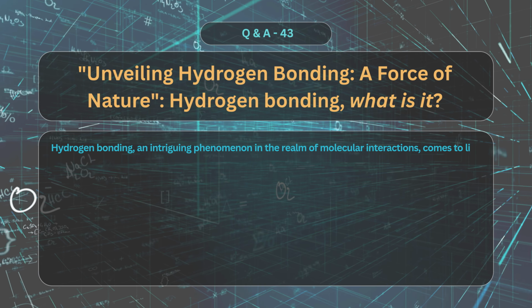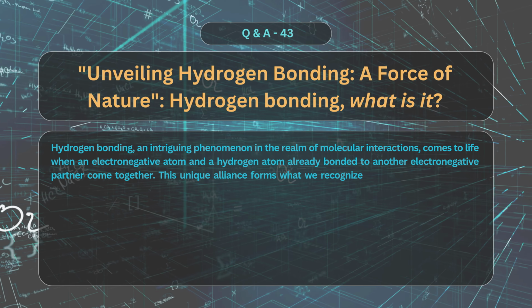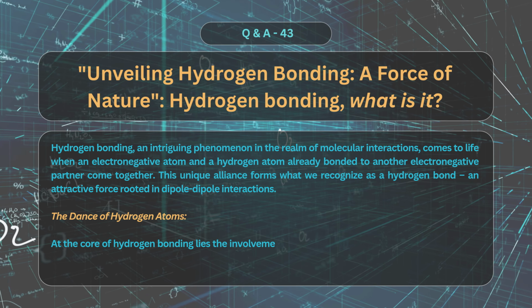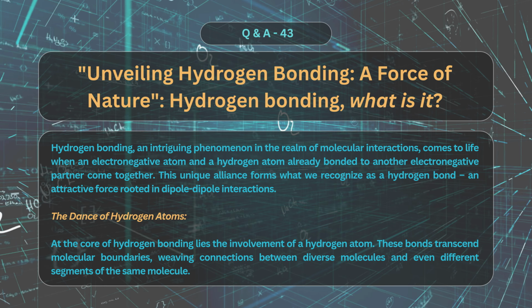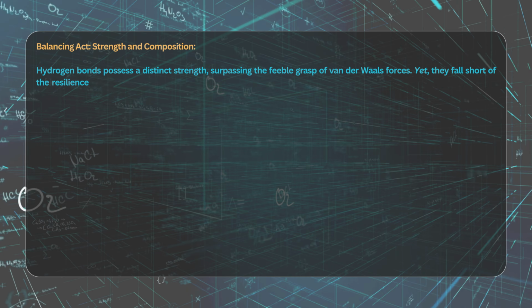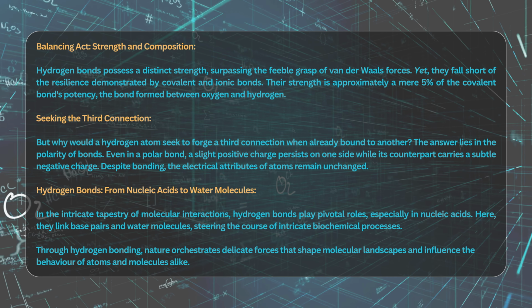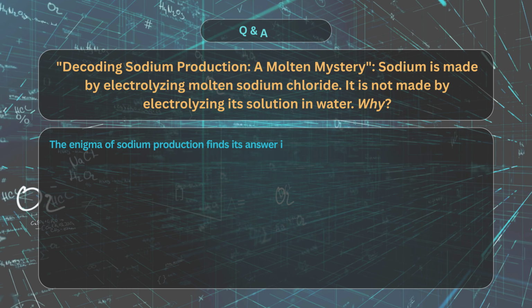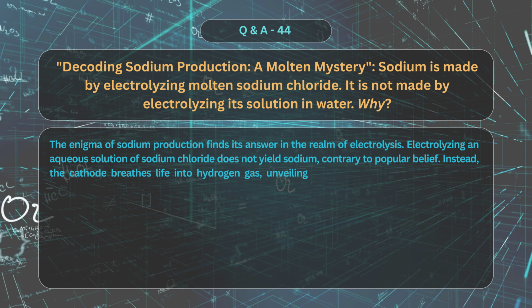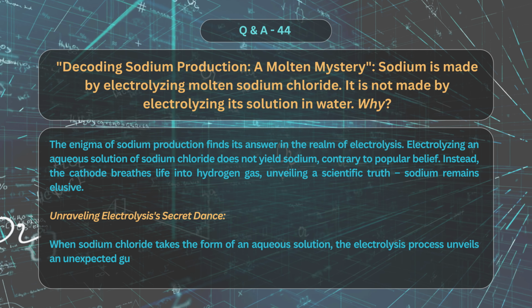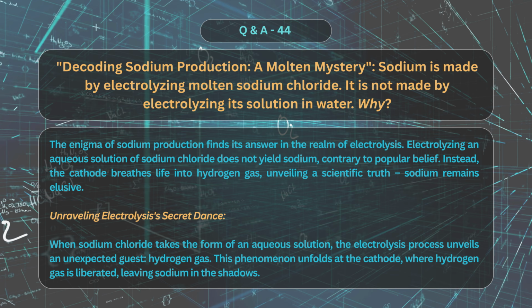Let's look at water. Why does it have such a high boiling point? The secret is hydrogen bonding, a key concept for the MCAT and IIT JEE. Back to electrochemistry. Why can we only extract sodium from molten sodium chloride? The reasoning is critical for AP chemistry.